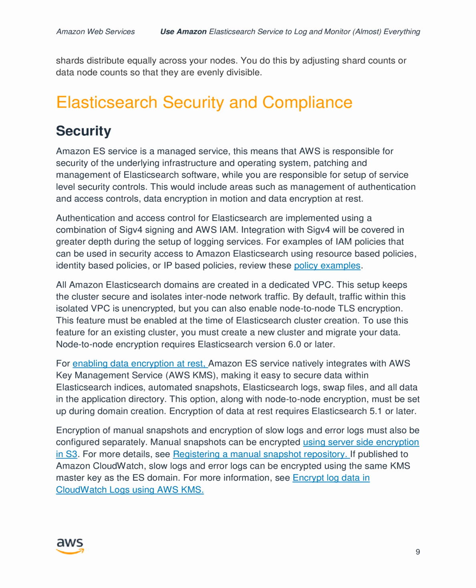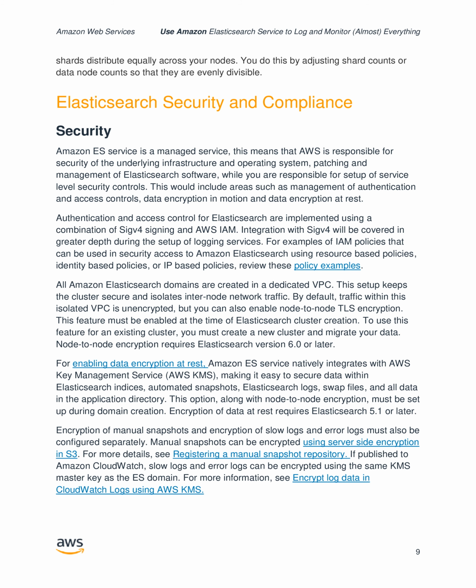For enabling data encryption at rest, Amazon Elasticsearch Service natively integrates with AWS Key Management Service, AWS KMS, making it easy to secure data within Elasticsearch indices, automated snapshots, Elasticsearch logs, swap files, and all data in the application directory. This option, along with node-to-node encryption, must be set up during domain creation. Encryption of data at rest requires Elasticsearch 5.1 or later.